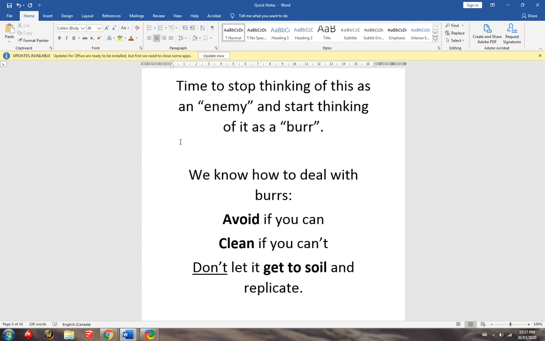We know how to deal with burrs. We avoid them if we can. So if you see someone with symptoms, you avoid them. We clean what we can't avoid. So we have to wash our hands. We have to clean our surfaces, clean our cell phones, clean anything that could be carrying those little seeds. And in the process of those 2, we make sure that it doesn't get to soil because we don't want that seed to grow and reproduce. And in this particular instance, the only soil that this particular seed can use is our lungs. So we actually have a fair amount of control in this. If we can block it from our lungs, we've essentially won that battle.